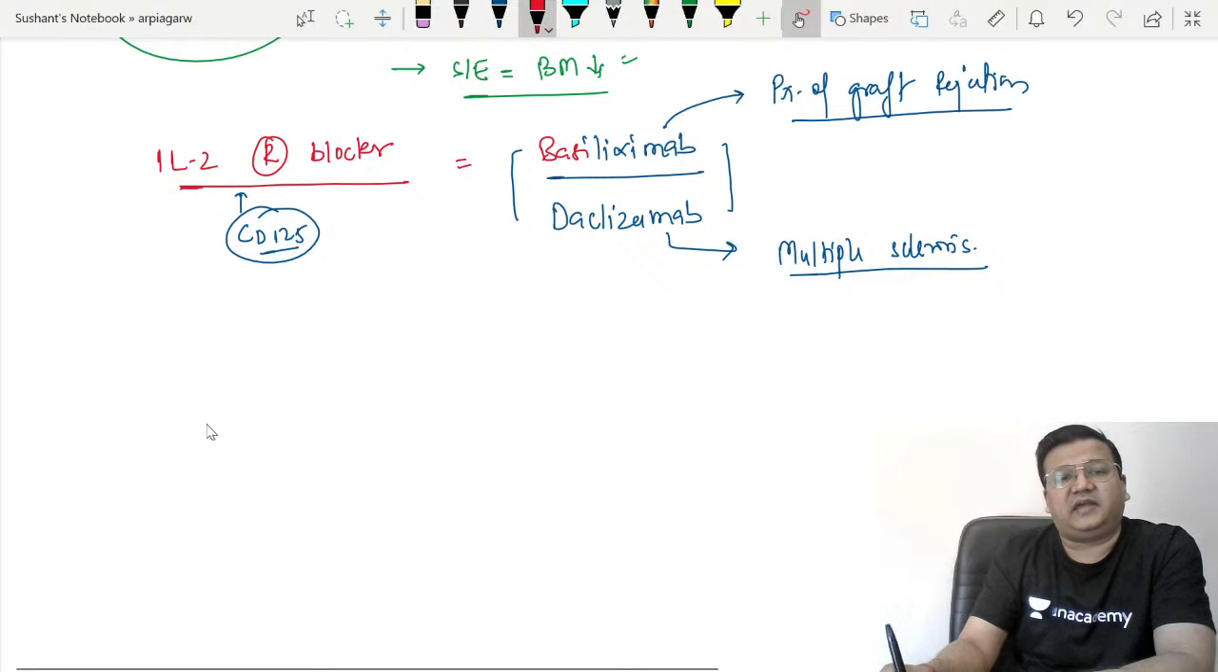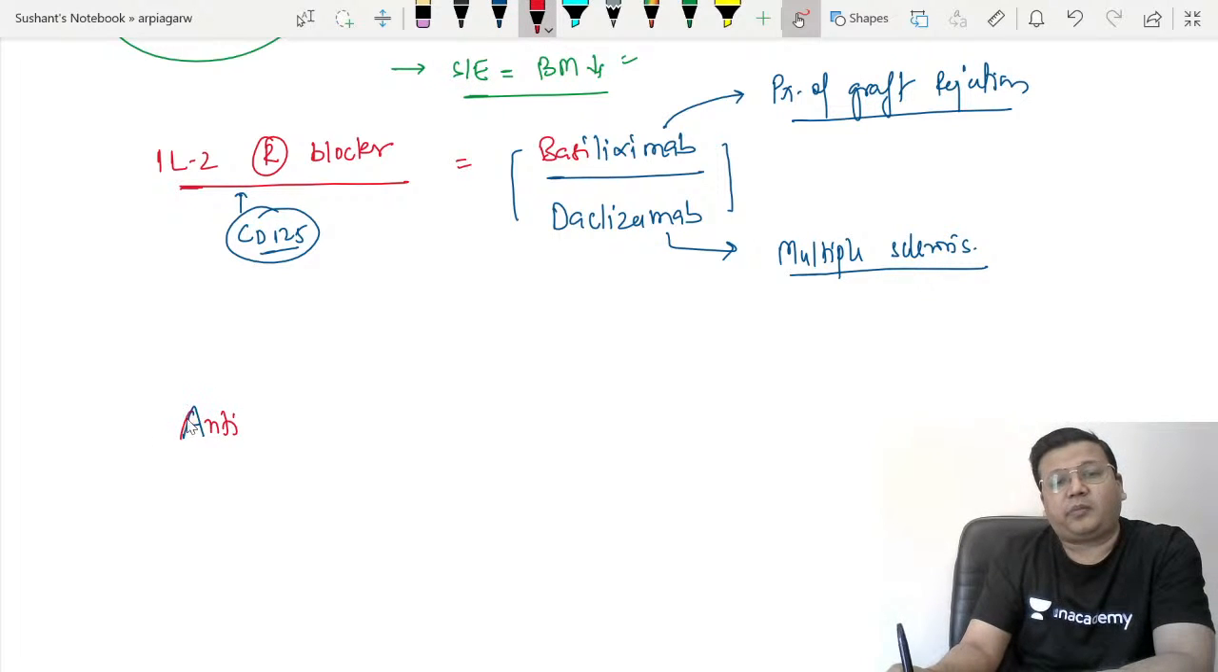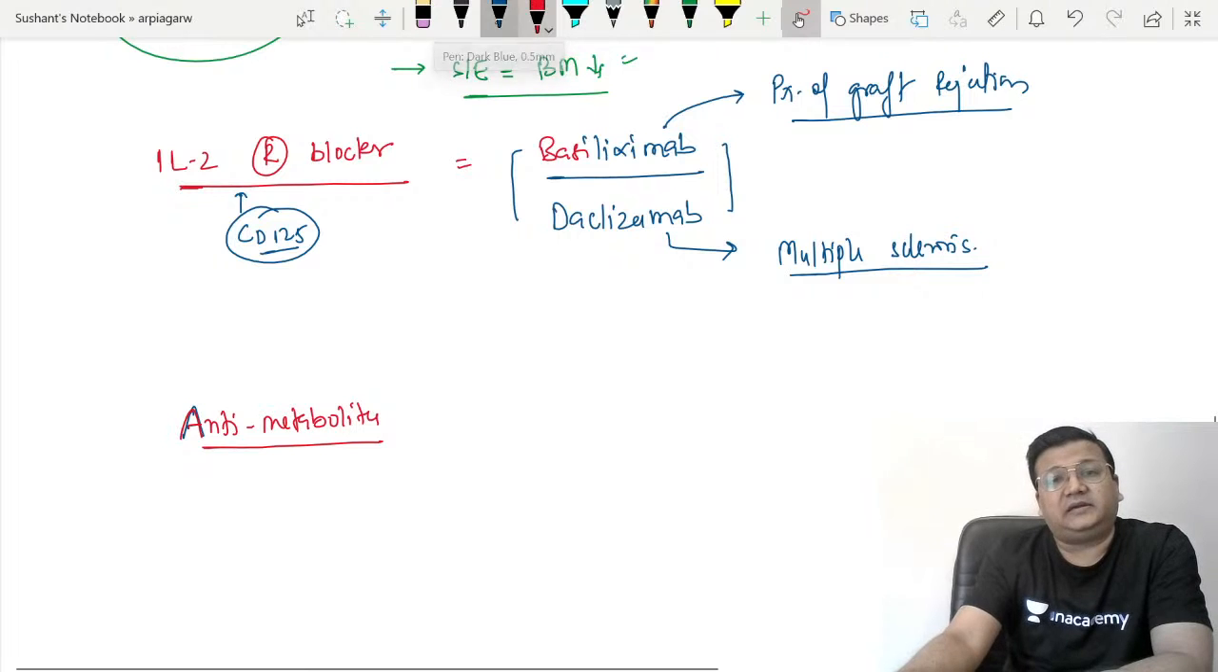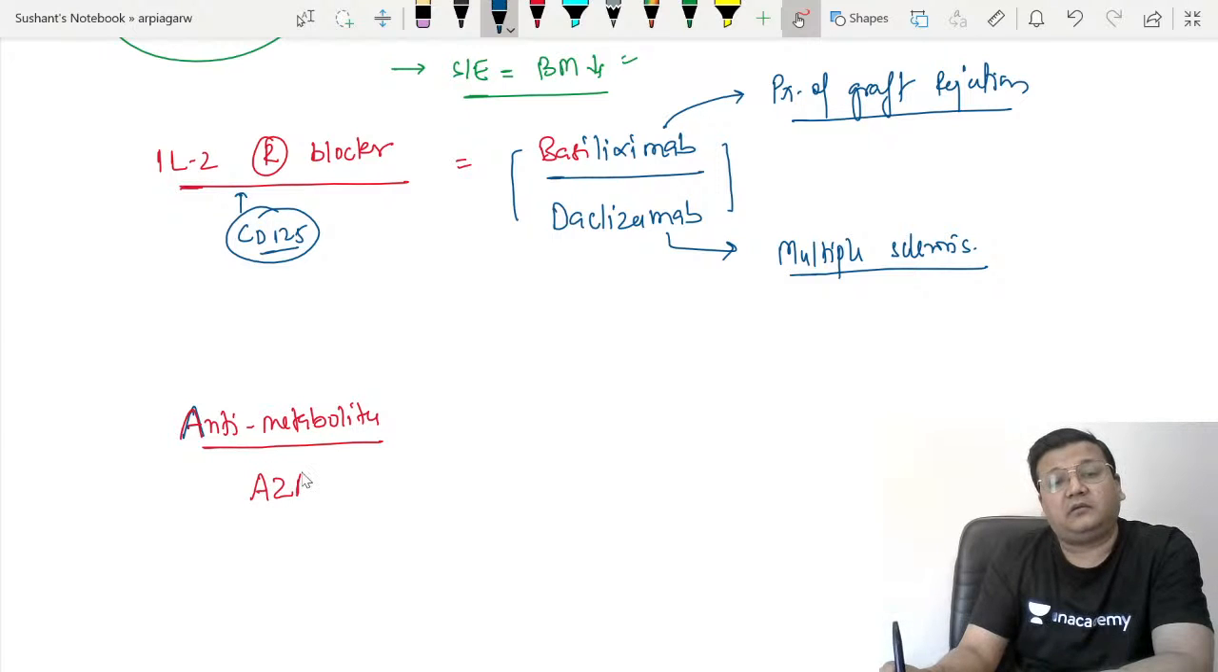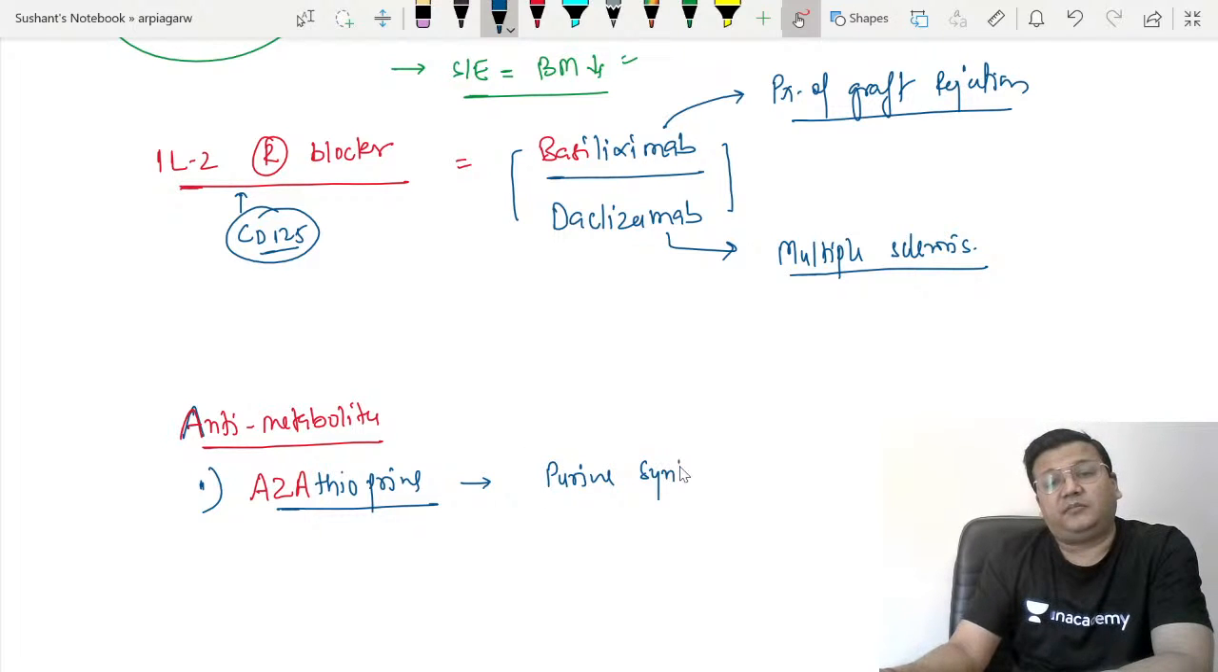The last category of drug we have is antimetabolites. And in the antimetabolite, as I told you, the initial drug was azathioprine. It is going to inhibit the purine synthesis. Purine synthesis inhibitor, azathioprine, and the main problem was bone marrow suppression.